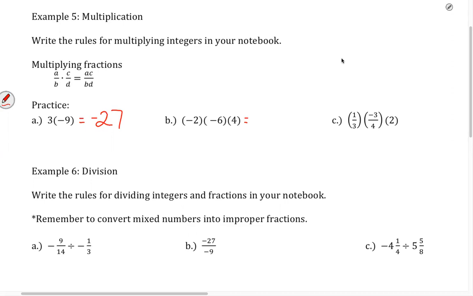So this is all multiplication. So -2 times -6 is 12. Times 4 is 48. Whoops. That's all good. Don't apologize to me. I've made mistakes every day of my life.